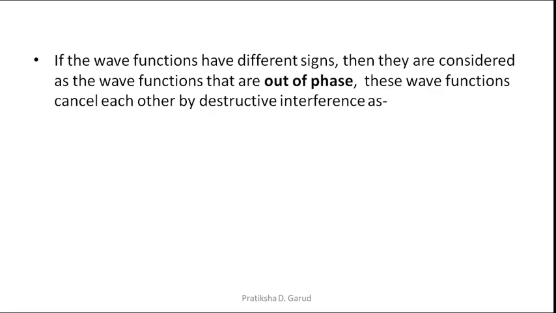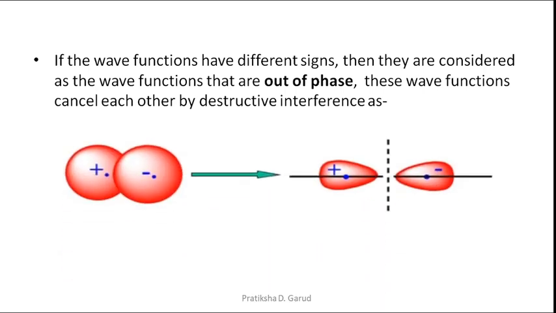On the other hand, if the wave functions have different signs, one positive and another negative, then they are considered wave functions that are out of phase. These wave functions cancel each other by destructive interference. Again we have two hydrogen atoms, each with a 1s atomic orbital. One has the plus sign, another has the minus sign. When both undergo combination, due to the opposite sign they repel each other, and we get the interference that is called destructive interference.